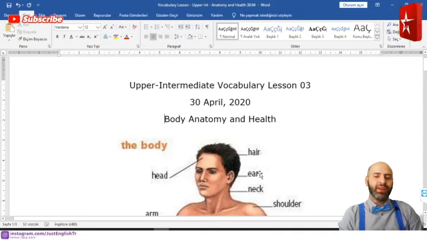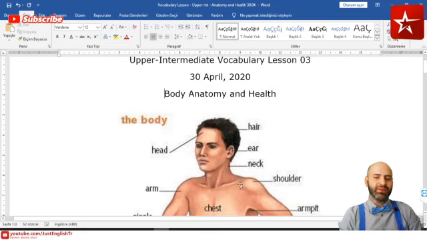Okay, then if we go a little bit down, you see the shoulders. There was a very famous, okay, actually there still is a very famous shampoo, Head and Shoulders. Okay, on our shoulders we have two hands.